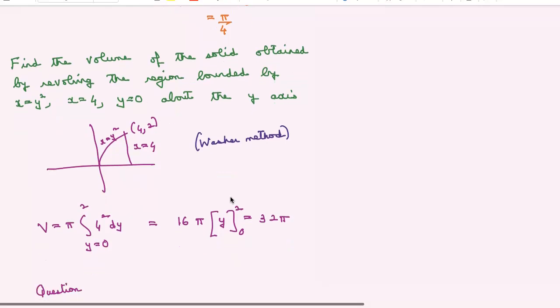So the volume will be pi times, if I take the y limits, integral y equal to 0 to 2 and the outer radius is just 4 squared. So it is 4 squared dy. The inner radius will just give you a gap. So that is 16 pi, integral of dy is y within the limit 0 to 2, which is 32 pi.